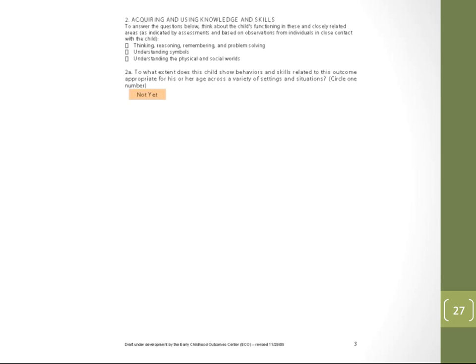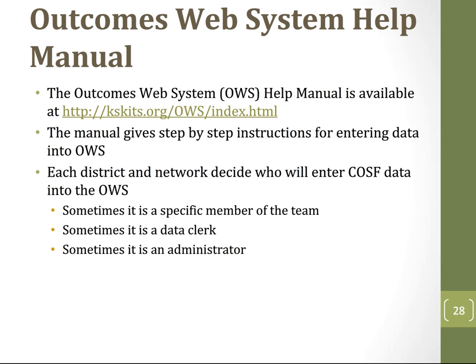The KITS website has several examples of completed COSFs. You can find them by clicking on ECHO Case Studies, which is a link off the main ECHO page. As previously discussed, the final step in the Early Childhood Outcome rating process is to enter the COSF information into the OWS database. Each program has specific procedures for this final step, so check with your program for further information. The KITS website has both the OWS manual and a link to the OWS website.